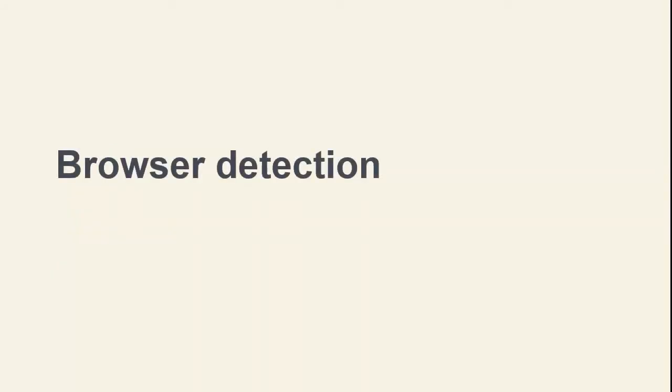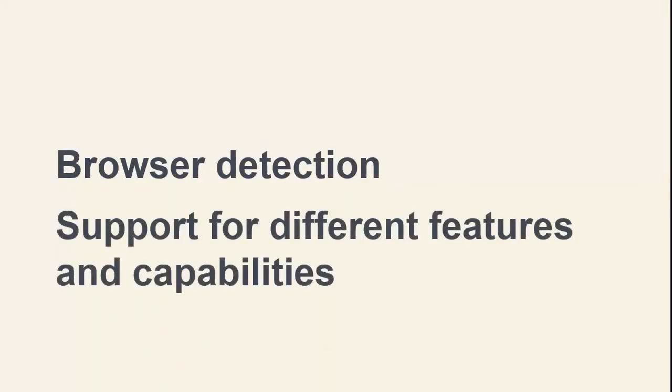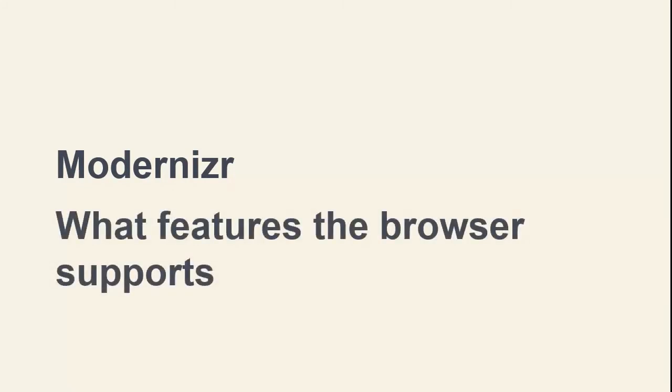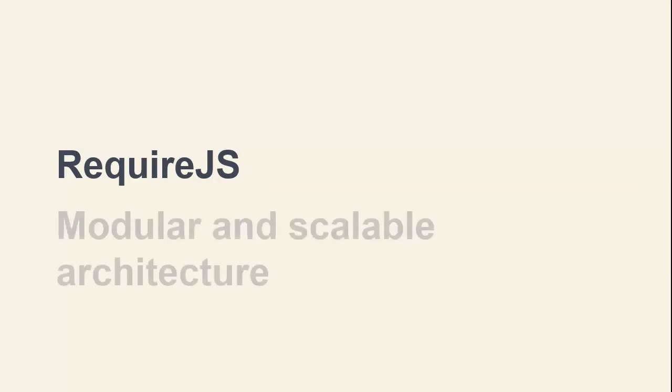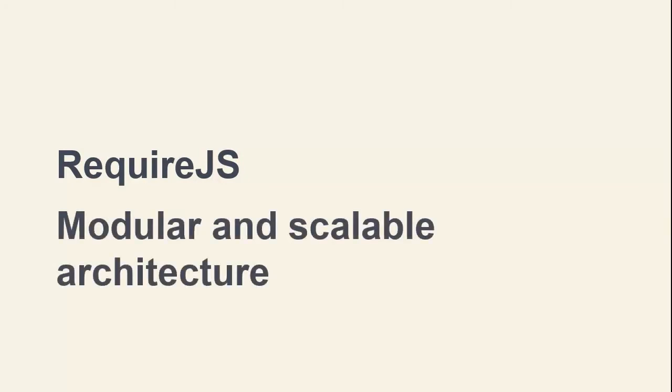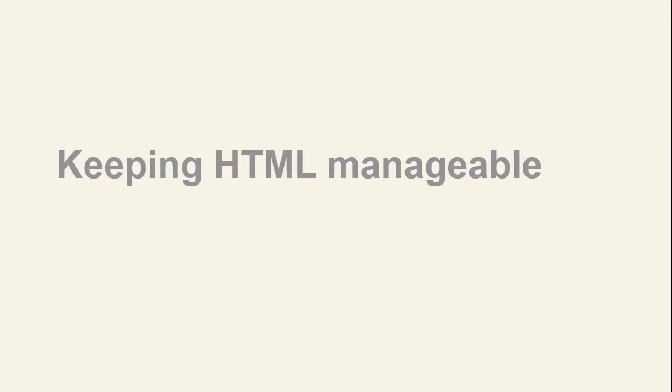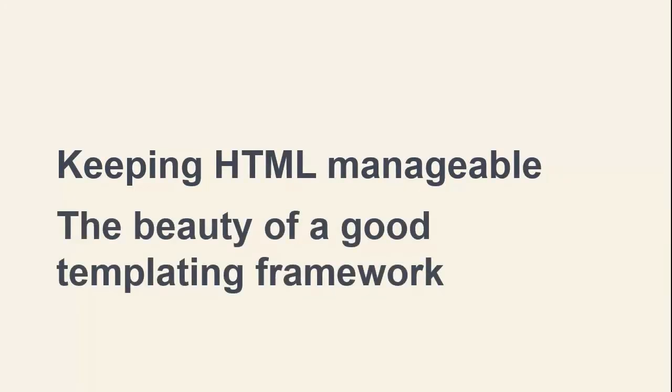Browser detection and the support of a wide range of browsers with different features and capabilities can be problematic, especially when particularly old versions of a certain browser need to be supported. We'll see how Modernizr can take over the burden of browser detection for us by not focusing on the browser at all, but by focusing on what features the browser supports instead. Structuring code well is important, so we'll also take a look at RequireJS to see how to create a modular and scalable architecture. Not strictly related to JavaScript, but ways of keeping HTML more manageable will also be covered. We'll get to see the beauty of a good HTML templating framework.